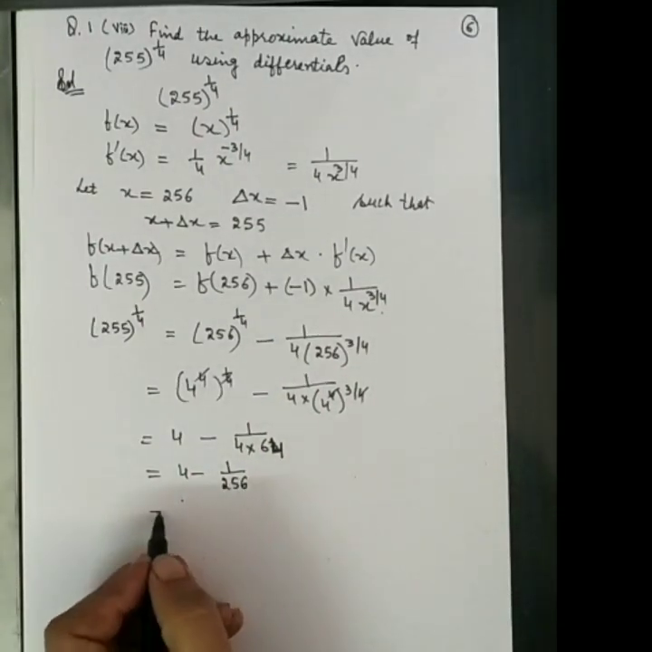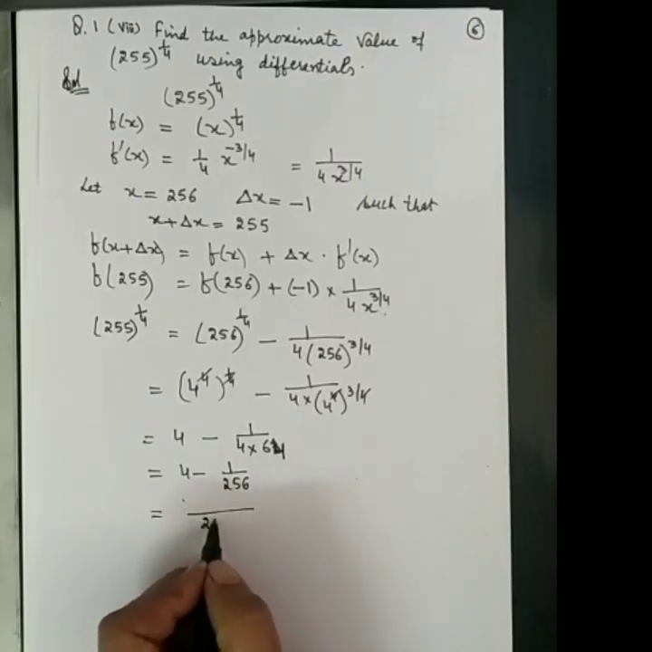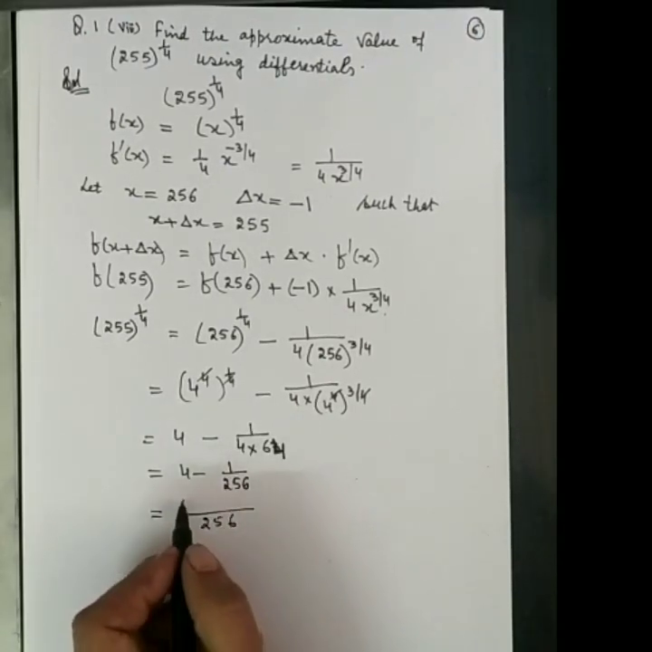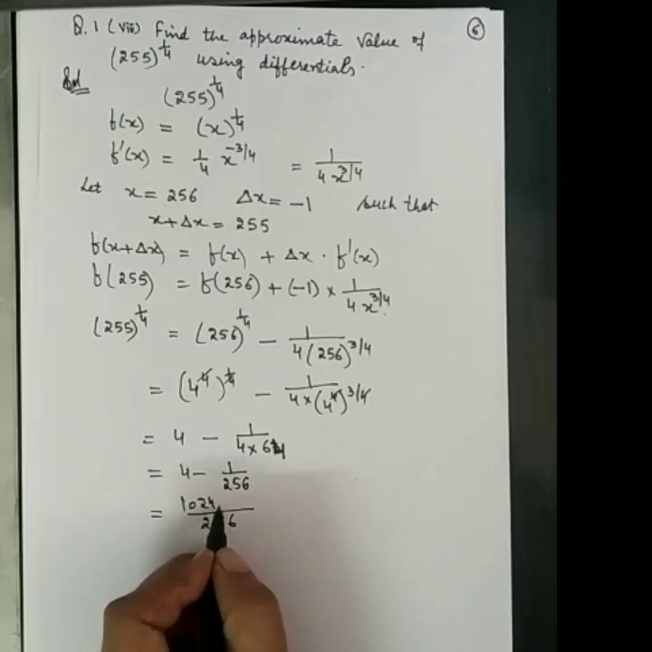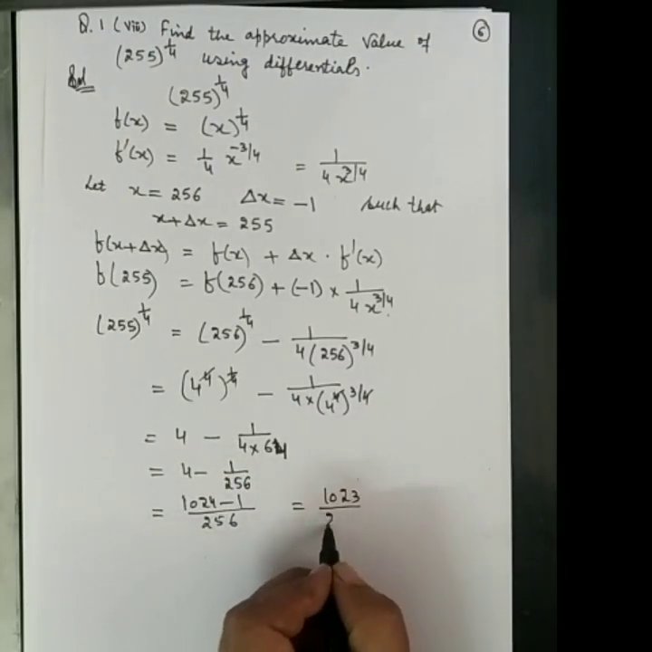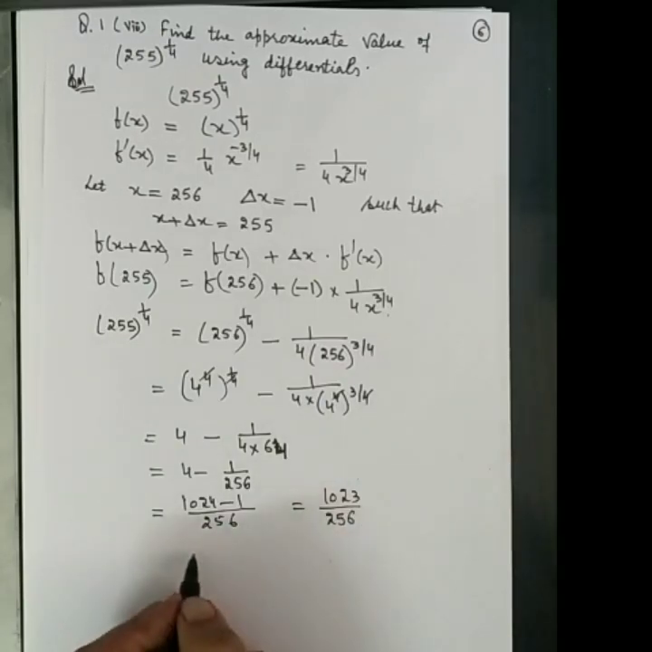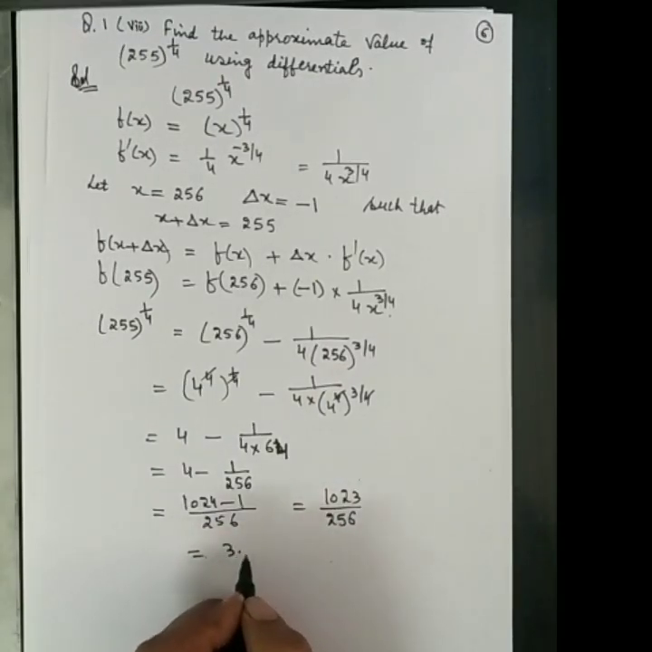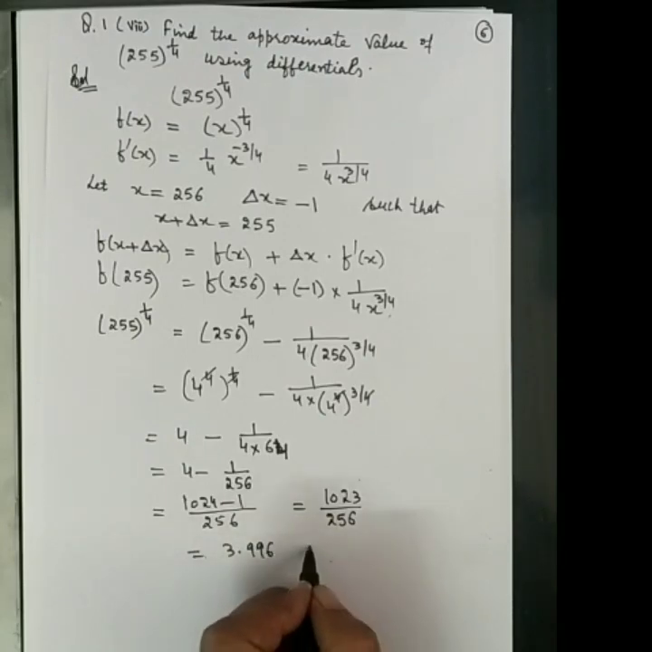So calculate it, taking LCM 256, it will be 1024 minus 1, that is 1023 upon 256. You can calculate. It is approximately 3.996.